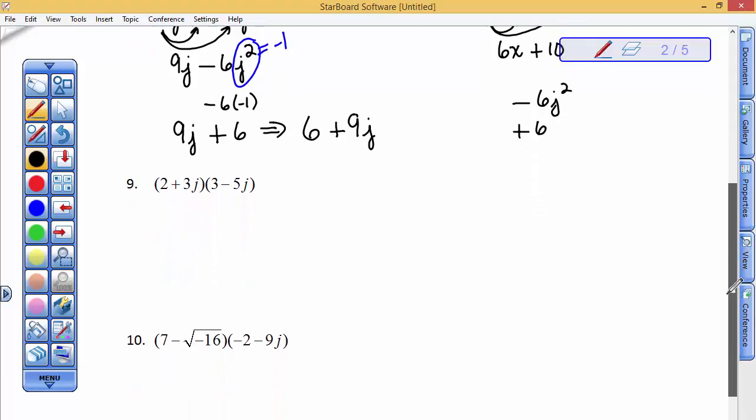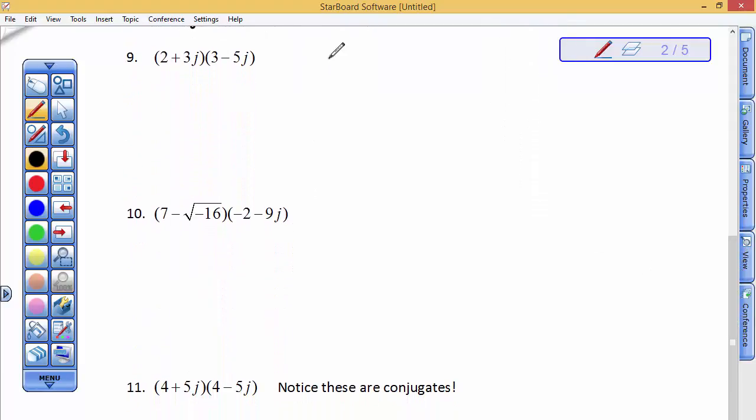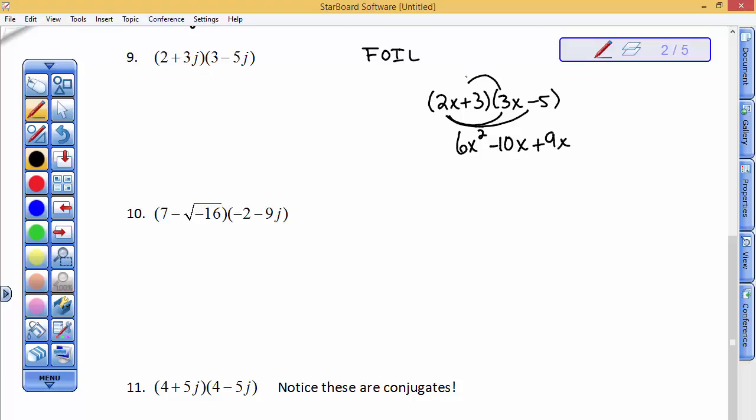Now, number 9, 10, and quite a few that follow are foiling algebraically. So let me remind you, 2x plus 3 times 3x minus 5, I just picked two binomials off the top of my head, is 6x squared minus 10x plus 9x minus 15. And often the middle terms are like terms and you should combine them. A negative 10 and a positive 9 is a negative 1x. You don't need that negative 1, of course. You just need the minus sign. And you have this trinomial.